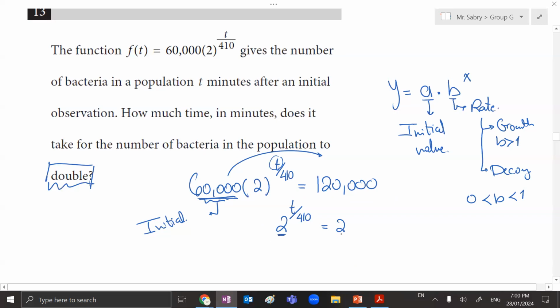If this is 2 and this is 2, we can cross out the bases and say that this power is equal to this power here, which is 1. So t over 410 equals 1, which means I can move 410 to the other side and t will be equal to 410. It will take 410 minutes to get doubled.